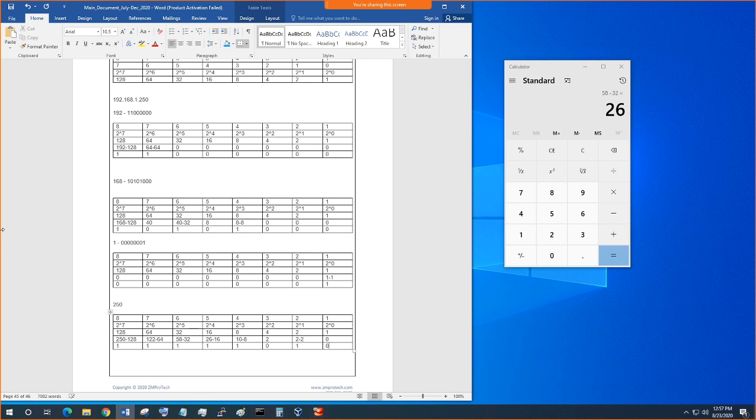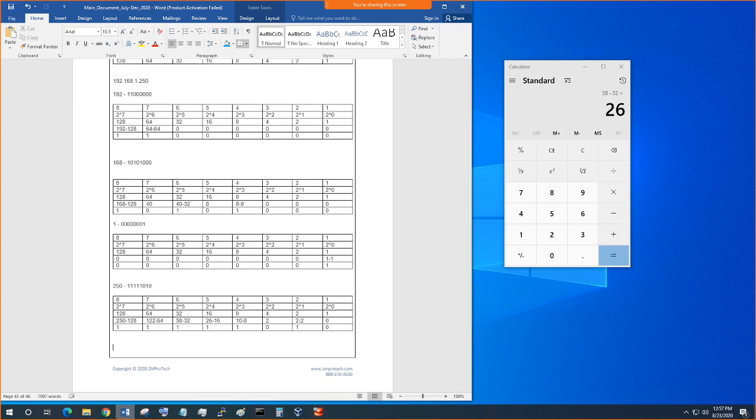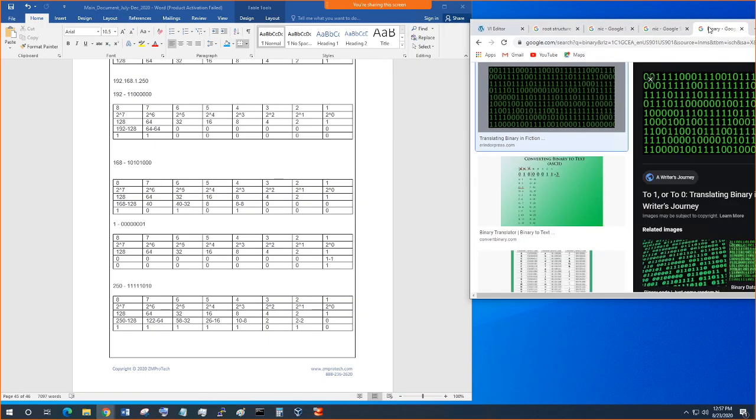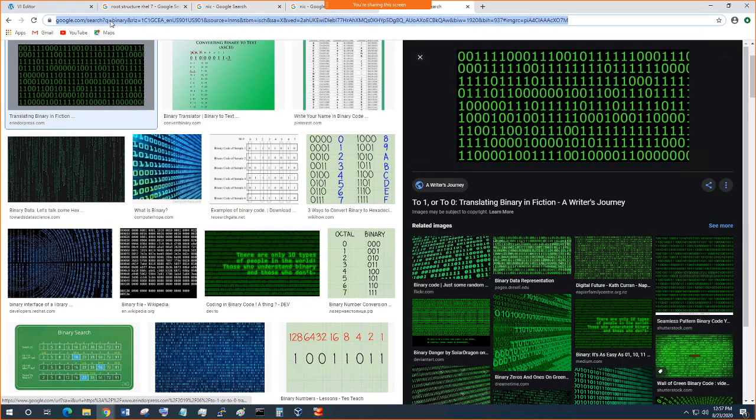Okay, so what is 250? 1, 1, 1, 1, 1, 0, 1, 0. Okay, this is how it's working here. So let's put this on the internet and see if this is correct. I hope it's correct here. So let's see binary conversion.